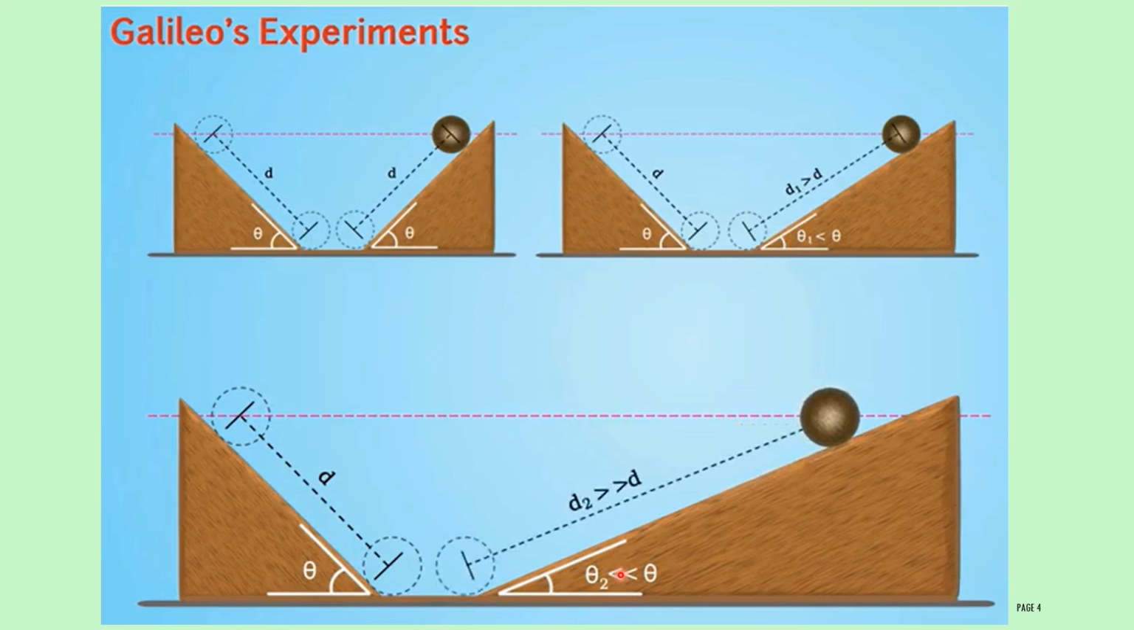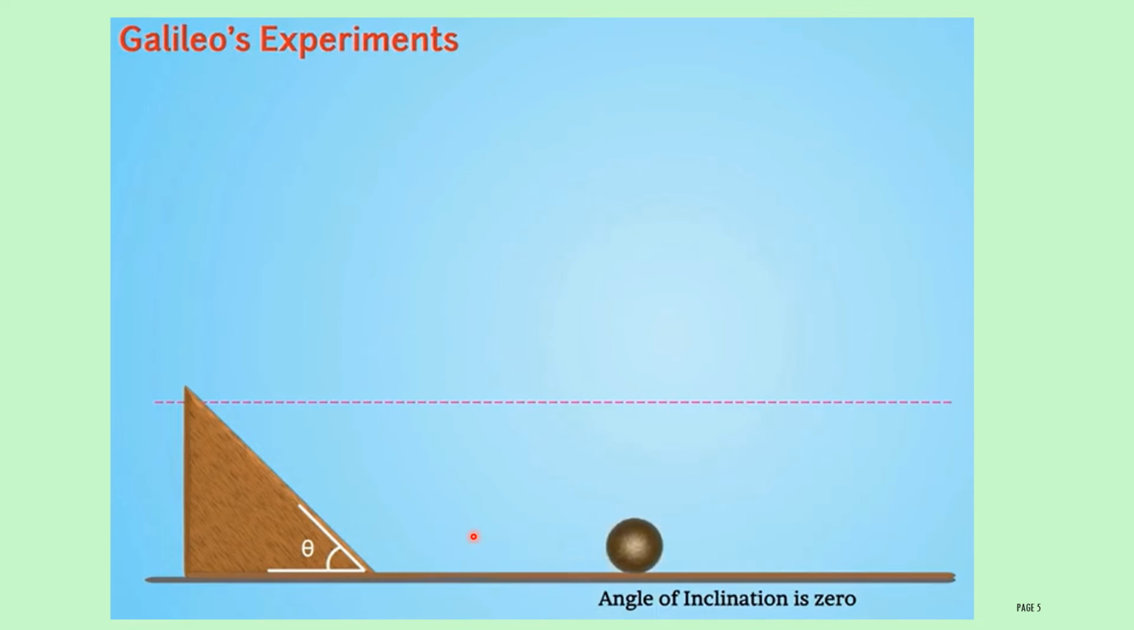Then consider if theta 2 is still less than theta, where theta 2 is the angle of the second inclined plane and theta is the angle of the first inclined plane. If theta 2 is less than theta, then the ball has to cover more distance on the second inclined plane to reach the equal height. If you remove the second inclined plane and move the ball downwards on the first inclined plane, you can observe that after reaching the ground the ball will start moving in a straight line.